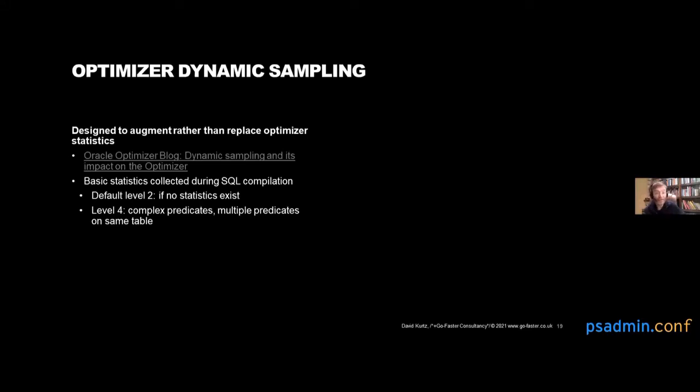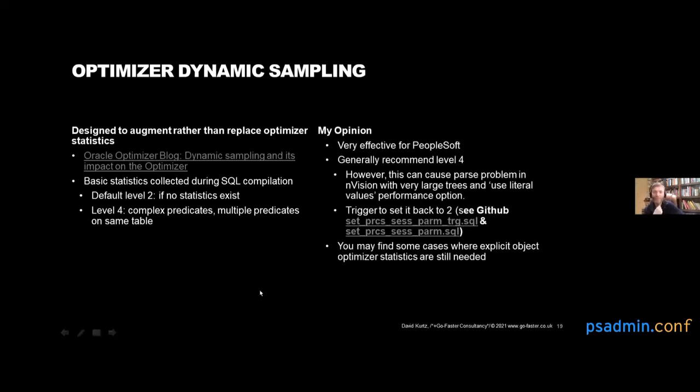You can set it to level 4, which means it will also do extra maths if you've got complex multiple predicates on the table, and that's generally beneficial, but I have had trouble with nVision. So you might want to set it back to 2 for nVision while setting it at 4 at database level, something you can do with a trigger. There's some code out on GitHub.